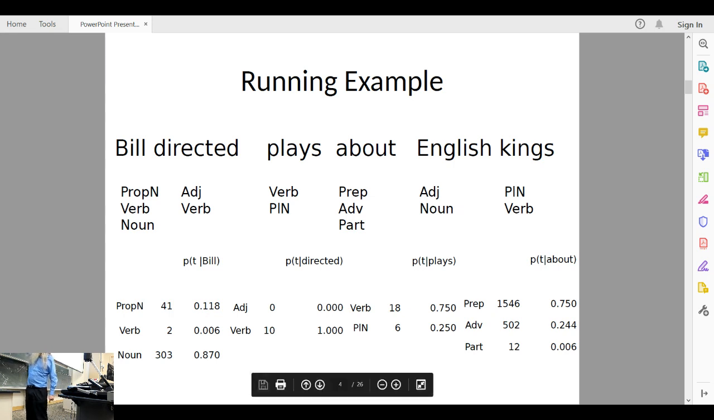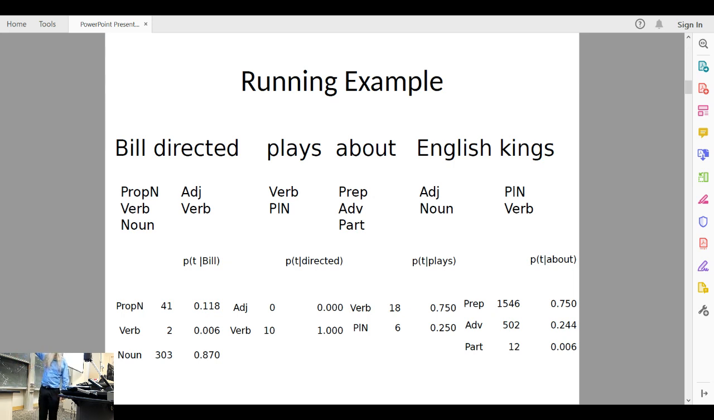The probability of that tag for Bill, for a proper noun in some data set that we got this from: it appeared 41 times as a proper noun, 2 times as a verb, and 303 times as a noun. So it's much more likely to be a noun, okay? It maybe could be a proper noun, and it could be a verb, given the data set that this was actually trained on. I don't know what this was actually trained on, okay?